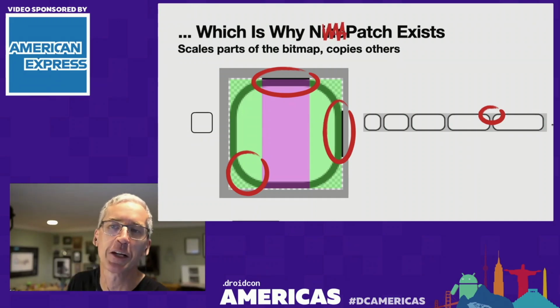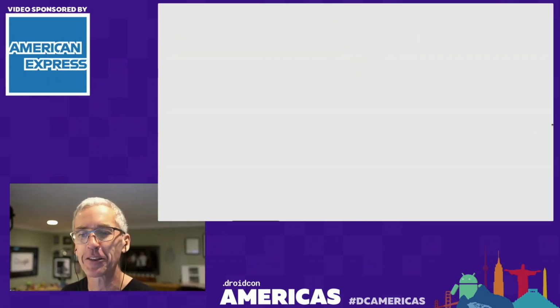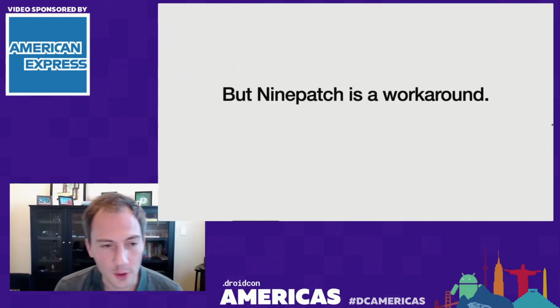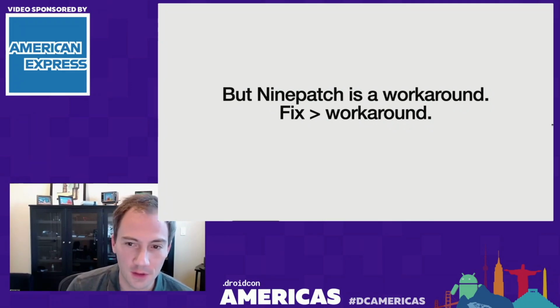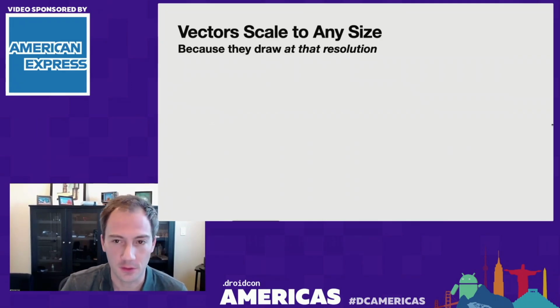And I should point out too, it's not actually 9-patch, because you can represent even more than 9 quadrants. It's more of an N-patch. All right, but 9 patches are just a workaround, and what's better than a workaround is a fix. So what you really want is a geometry. So geometry is also called vectors.